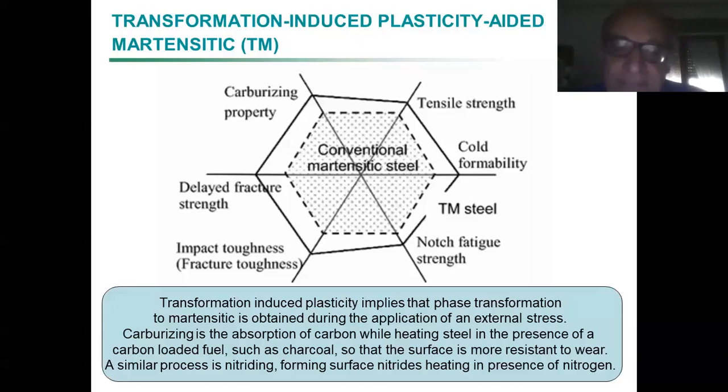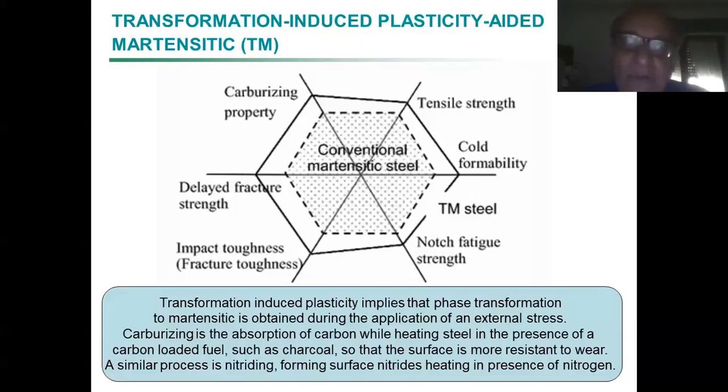So what you do in practice is you apply an external stress, and whilst you perform that phase transformation, you transform it from austenite to martensite, applying also an external stress, so inducing the twinning, etc. So what does it mean in practice? That you improve some of these properties, you improve all of these properties, some more, some less.